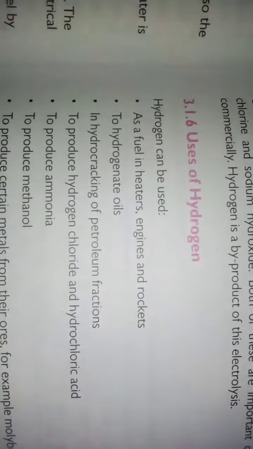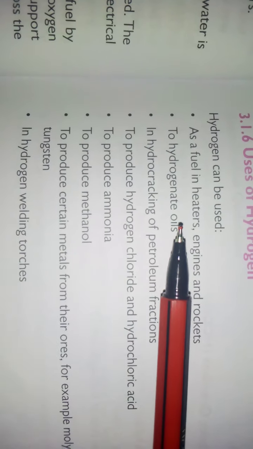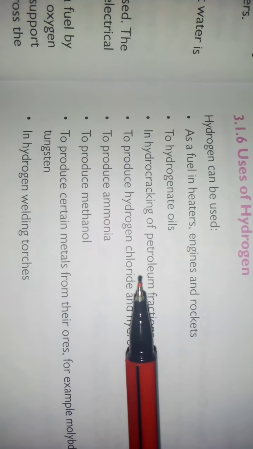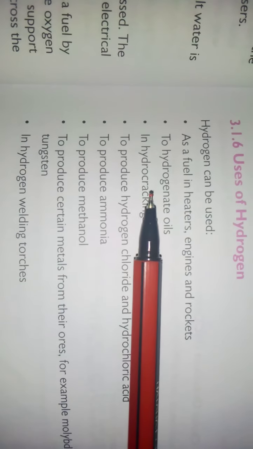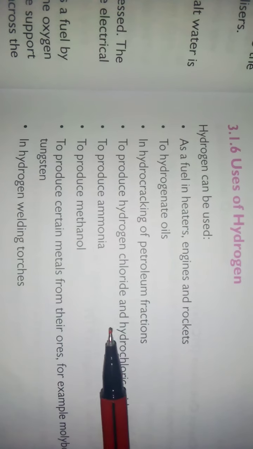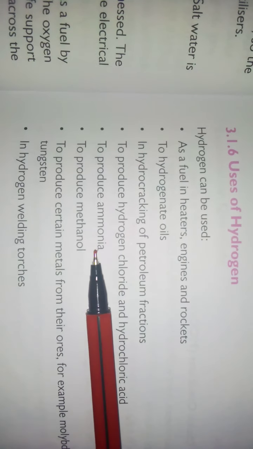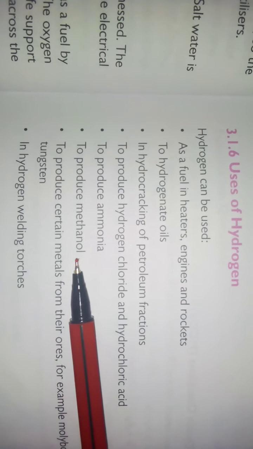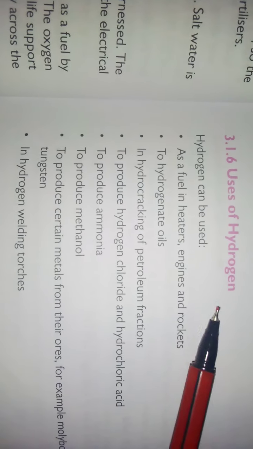And so what are the uses of hydrogen? It's used as a fuel in rockets, especially hydrogen in liquid form. It is used to hydrogenate oil, usually in the making of margarine. It is used to produce ammonia. It is used to produce methanol. It is used in welding torches. So these are the uses of hydrogen.